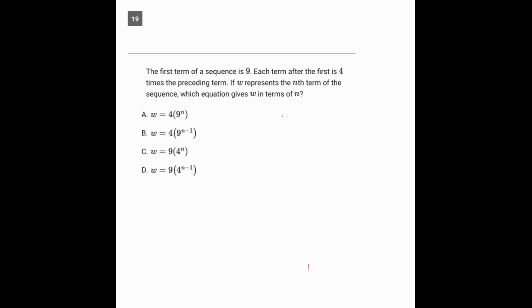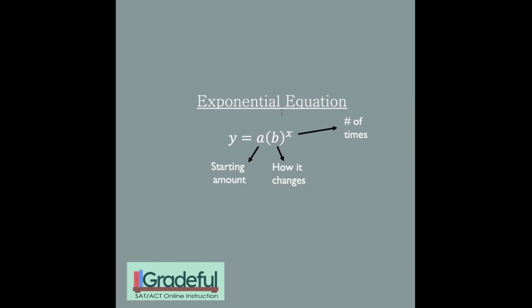Now going to question 19. Here we have a sequence where the first term is 9. After that, each term is 4 times the preceding term. In a way, this sounds like an exponential equation, and it is, but there's one twist.